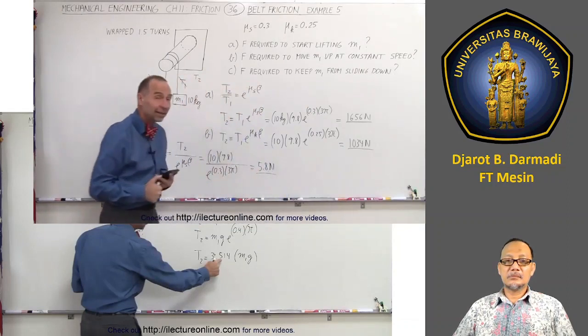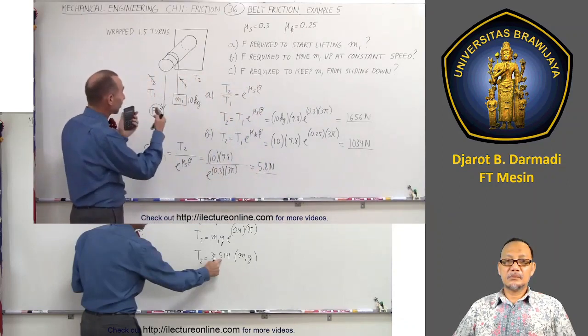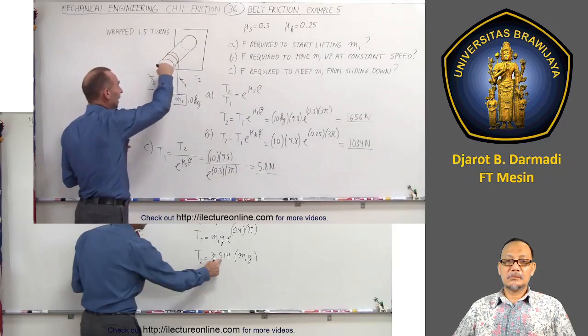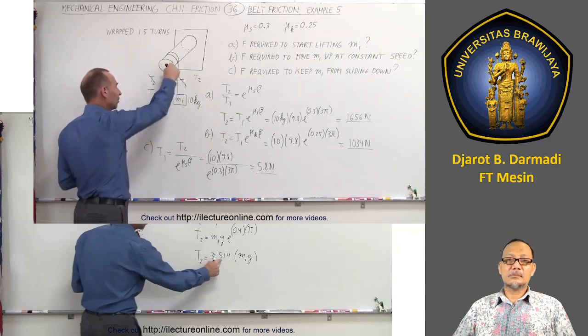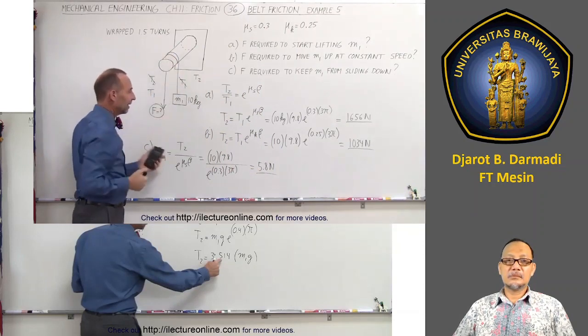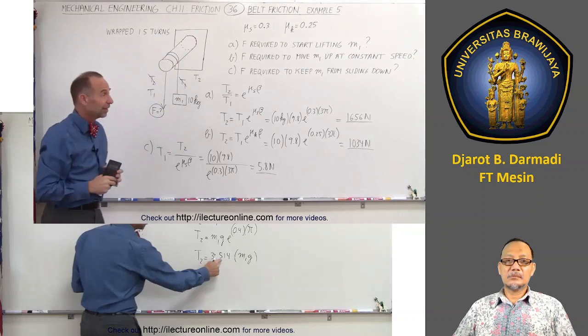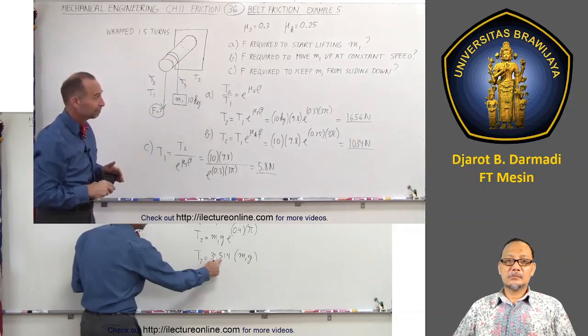So you can see that since there's so much friction between a rope and a peg like that, we only need a force of 5.8 newtons to keep a 10 kilogram object from sliding down. Since it's not a pulley, there's lots of friction there and not a lot of force required to keep it from sliding. And that's how it's done.